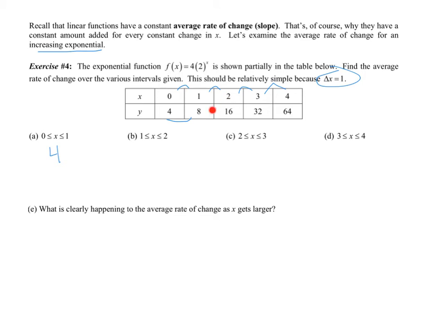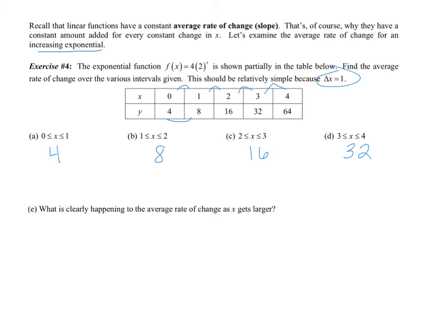From 1 to 2, what happened to my y? How did it go from 8 to 16? It went up by 8. That's my rate of change. And then so forth. How did it go from 16 to 32? Went up by 16. From 32 to 64, it went up by 32.